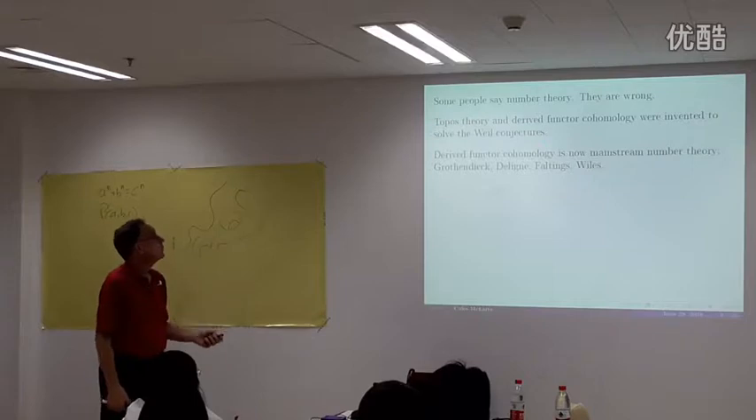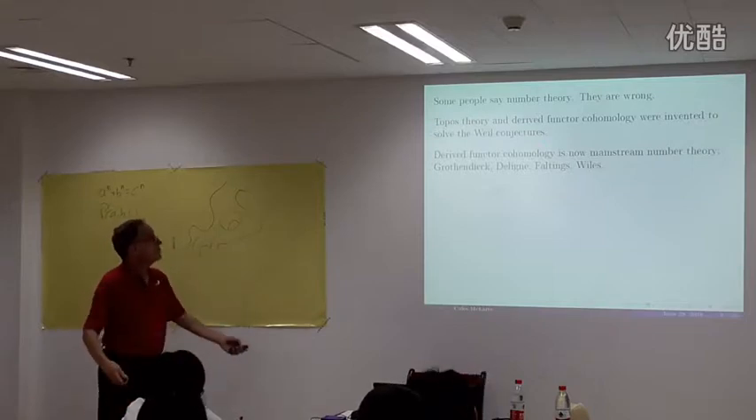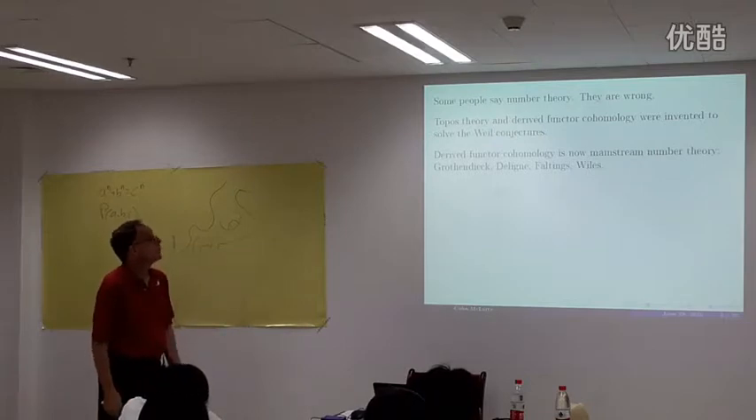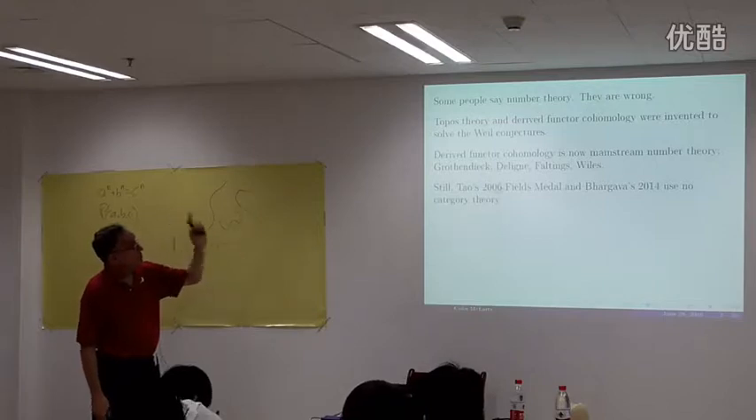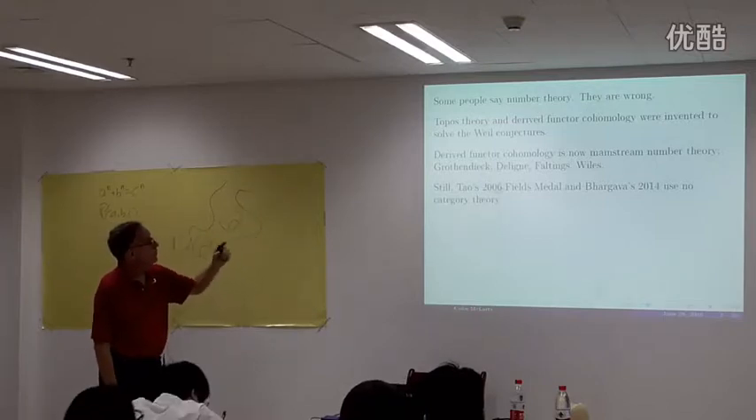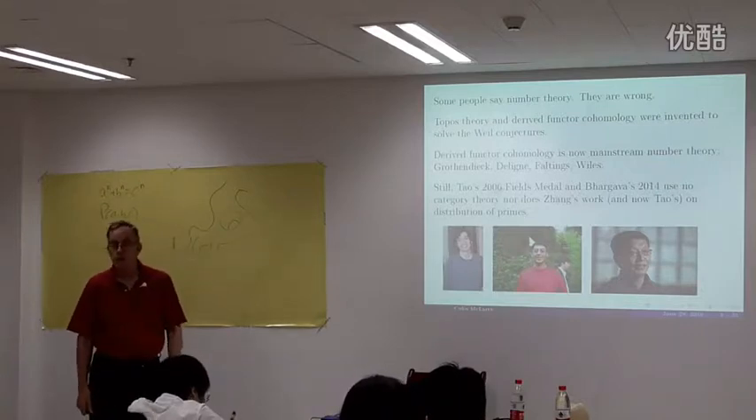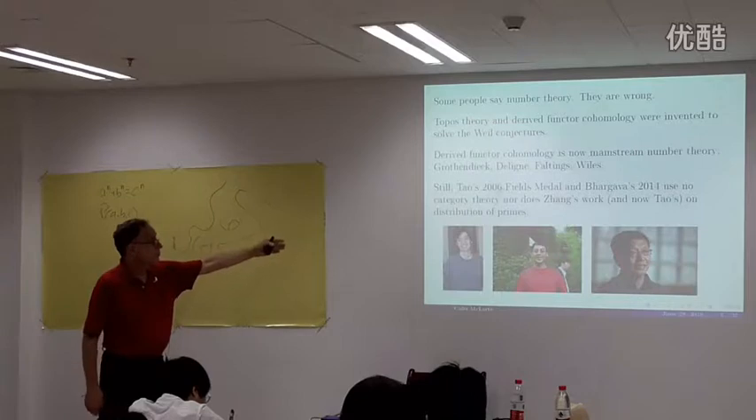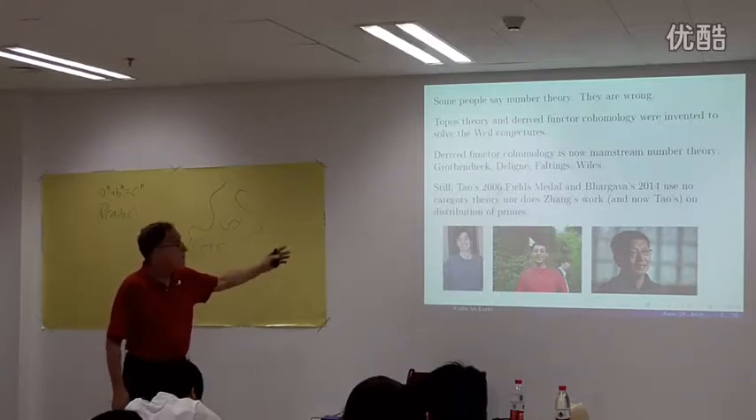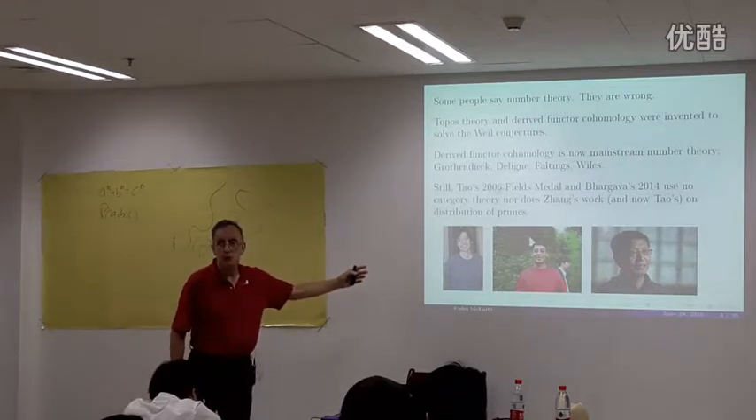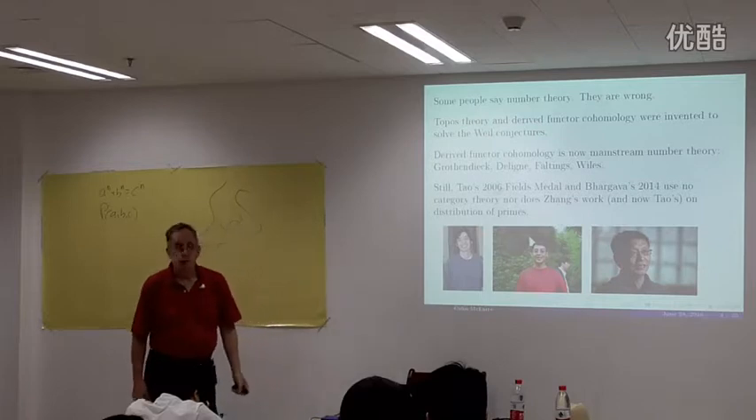So, yeah, just completely wrong to say category theory isn't used in number theory. Lots of it was invented for number theory, and it works. Still, Terry Tao's 2006 Fields Medal, Nigel Vargavas' 2014 Fields Medal, does not use category theory, nor does Jiayi Tang's work on distribution of primes. These people all do extremely important, fascinating, exciting number theory that may end up proving the twin prime conjecture. That work does not use category theory.